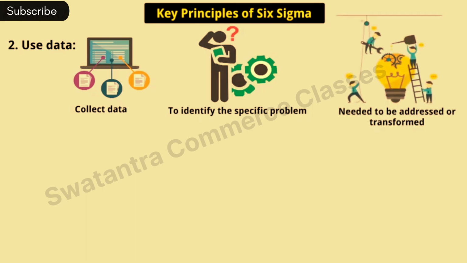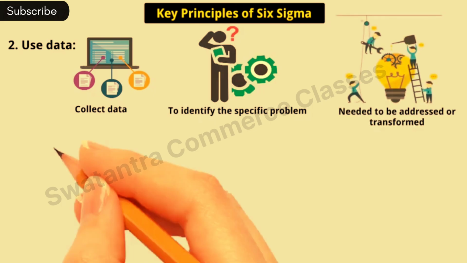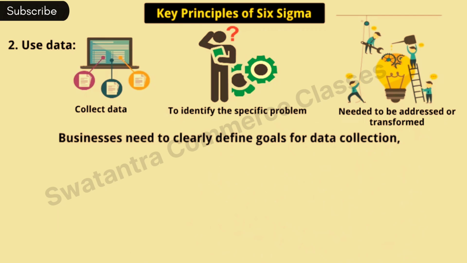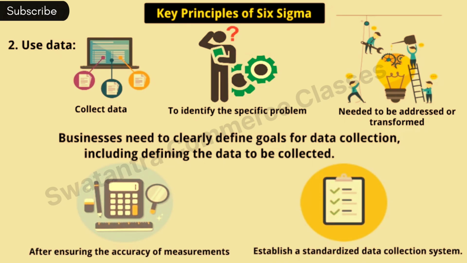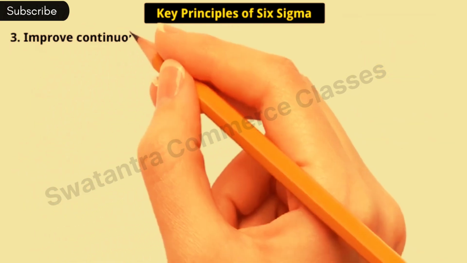Number 2, use data. Collect data to identify the specific problem areas that need to be addressed or transformed. Businesses need to clarify goals for data collection, including defining the data to be collected, and after ensuring the accuracy of measurement, establish a standardized data collection system.